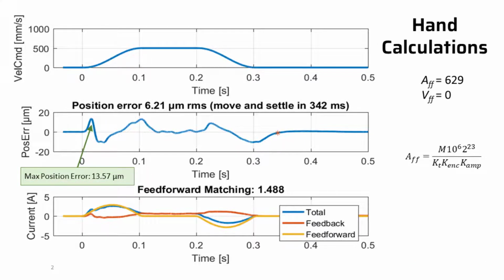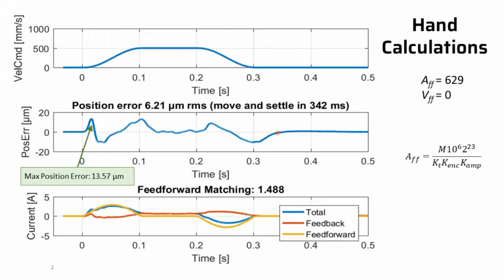I'll set my AFF equal to 629, which I can just do with a simple hand calculation on a piece of paper. And apologize for the typo here. This KEND should be KENC encoder. And if I do that simple calculation here, I see that, well, I've minimized my position error. It's down to 13.5 microns. And I can see that I've also shortened the move and settle time of the system.